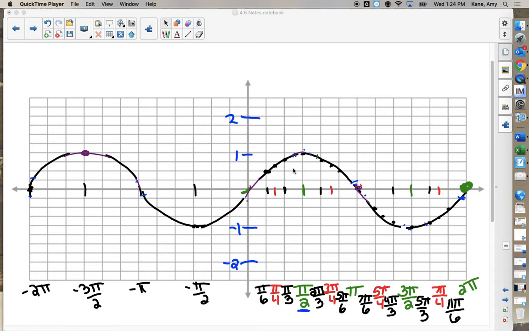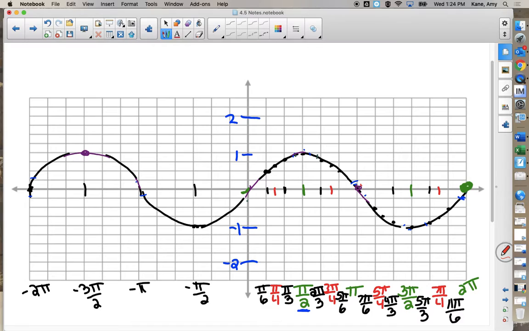When you look at the domain and we talk about our sine graph, there we go. So the domain for sine, for what we have graphed, is negative 2 pi to positive 2 pi.